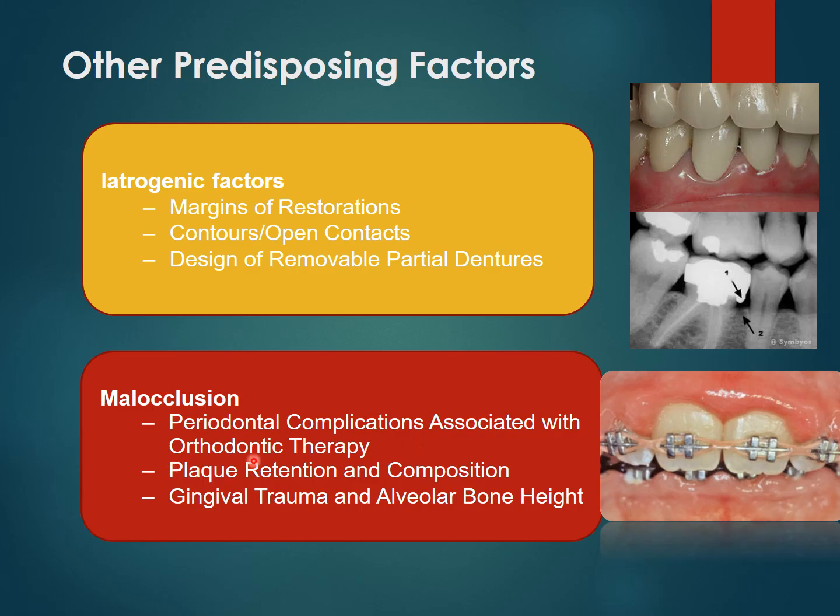And plaque retention and composition: orthodontic wires and brackets hamper plaque control and increase retention, thereby leading to poor oral hygiene maintenance. And also gingival trauma and alveolar bone height: the forceful attachment of orthodontic bands can interfere with the alveolar bone height.